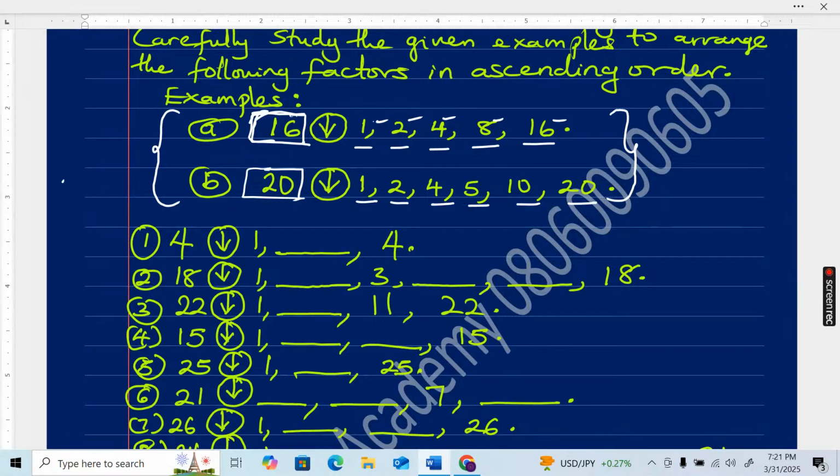So I kept quiet. I moved on to the second sample. I checked through all the numbers, 1, 2, 4, 5, 10, 20. I cited 5 and I thought about it. 5 is not an even number. All right. So what could be happening?